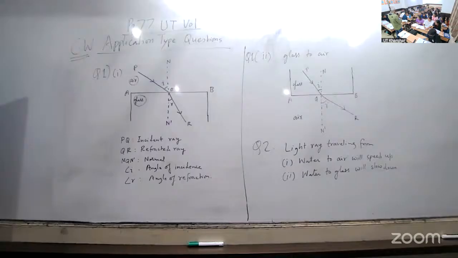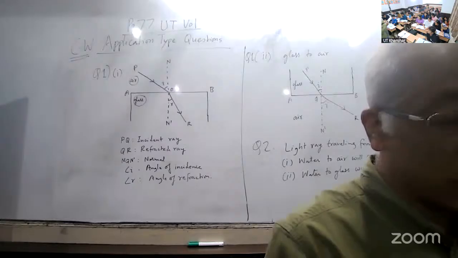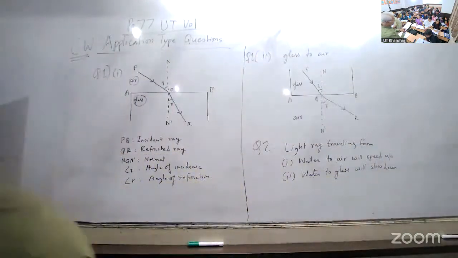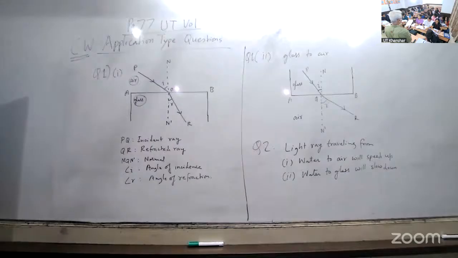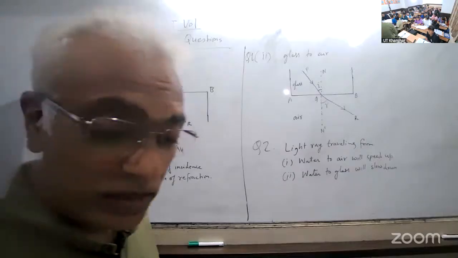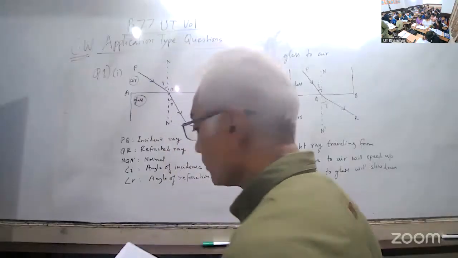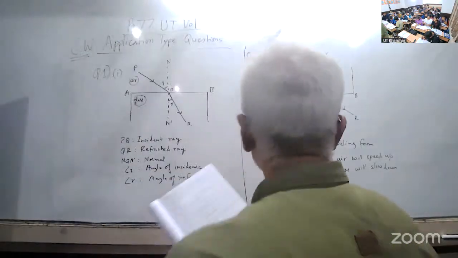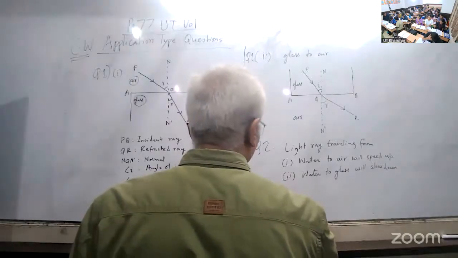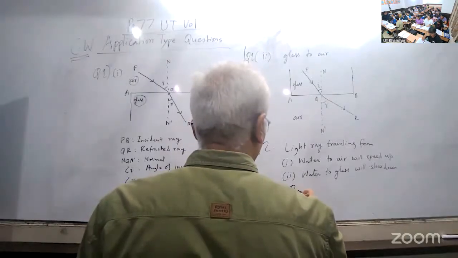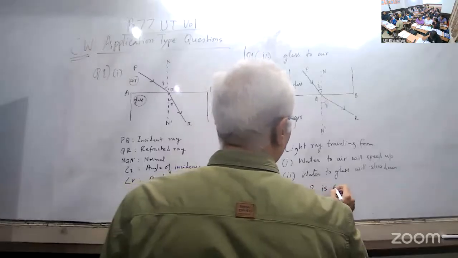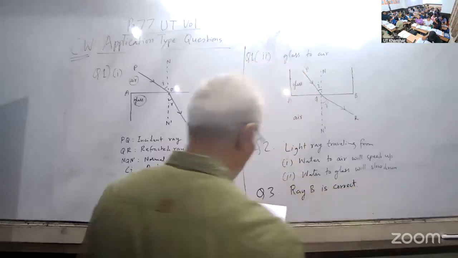Is everyone with me? So what is C? C is the original path, and B is the deviated parallel ray. Okay, this is laterally displaced. So B is correct. Let's discuss question number 3. Where B is correct.